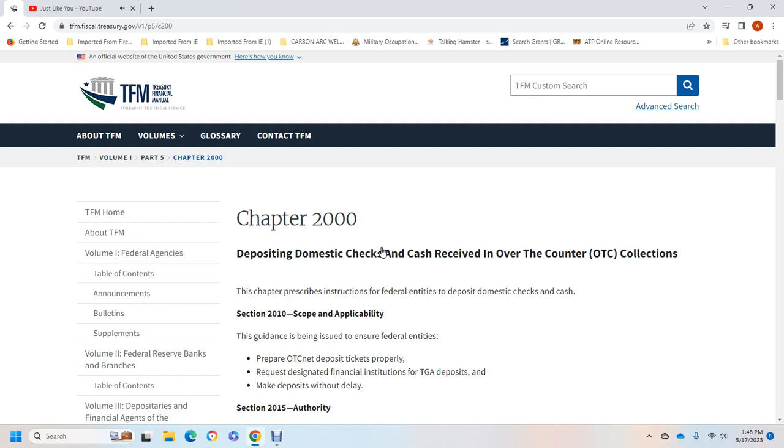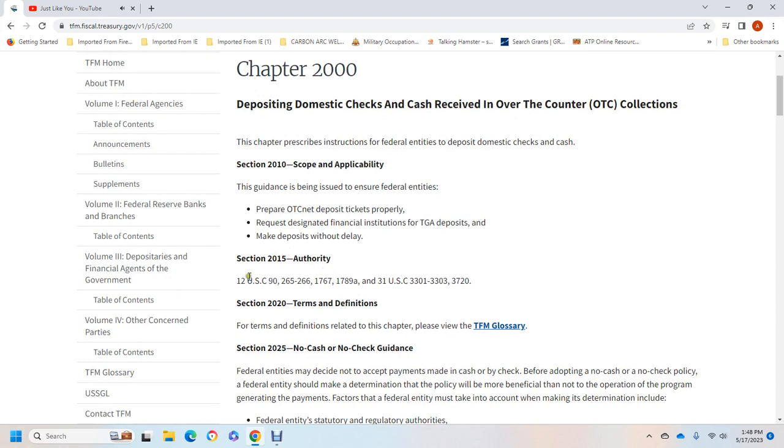The guidance is being issued to ensure that federal entities prepare over-the-counter net deposit tickets properly with respect to the designated financial institution. The Treasury General Account deposits must be made without delay. Section 2015, Authority: 12 U.S. Code 90, 265 to 266, 1767, 1789; Title 31 U.S. Code 3301 to 3303, 3720. Section 2020, Terms and definitions related to this chapter.